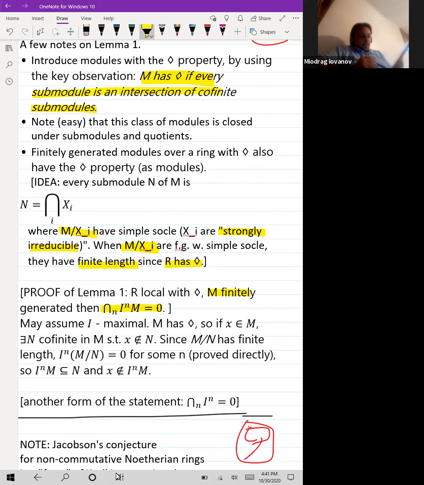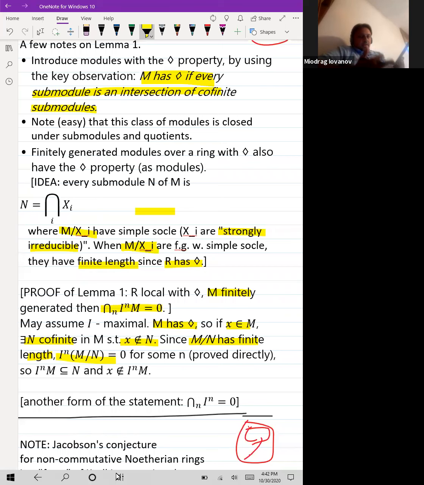And as before, we noticed that M has the property diamond. So if you take any element of this, you can avoid it by some cofinite submodule of M, as we noticed here. But if that's cofinite, then this means that it has finite length. And if it's finite length, it's going to be annihilated by a power of the maximal ideal, which is I here, for some n, which I could prove directly. But it's classically known.